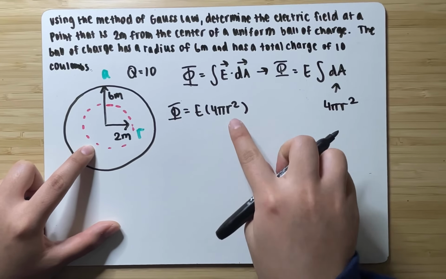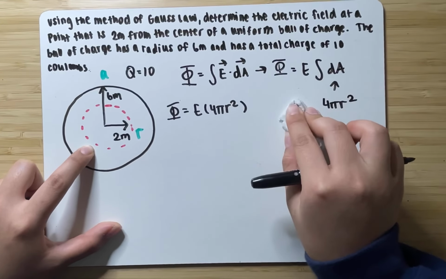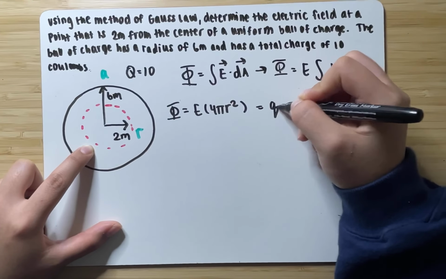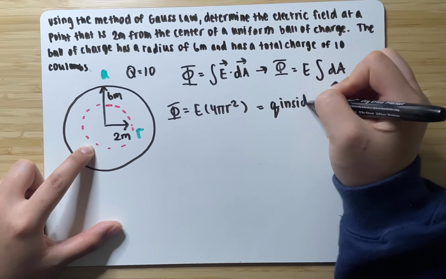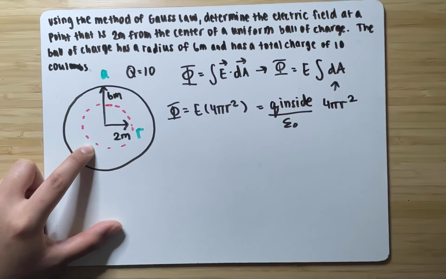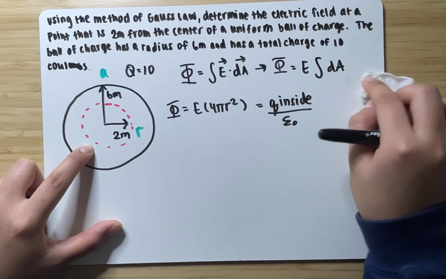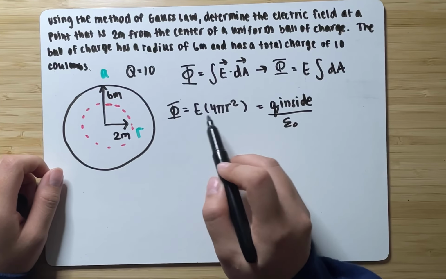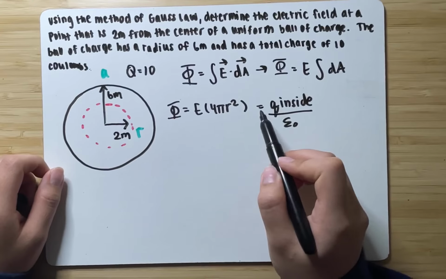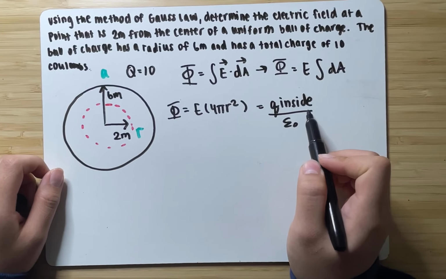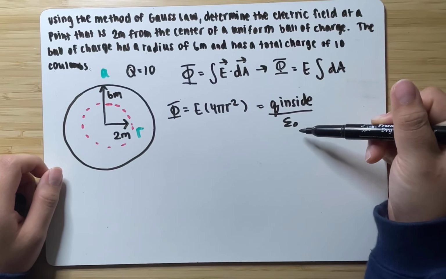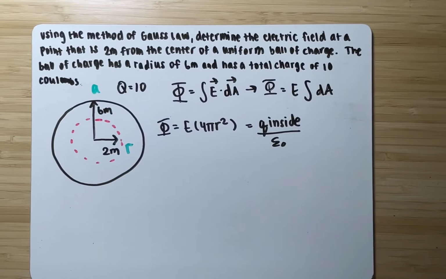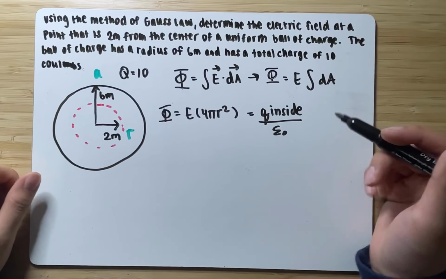Okay, so what does this information tell us? This information tells us that we're going to find the charge that's inside over epsilon naught. So by multiplying the electric field by the area, we're going to find the charge of the inside shape. Epsilon naught is just an electric constant. That's all you need to know.